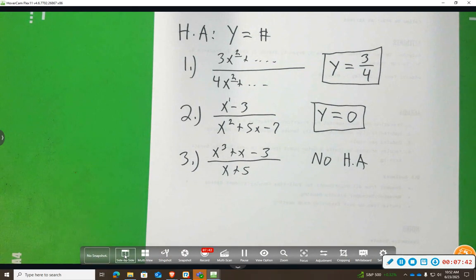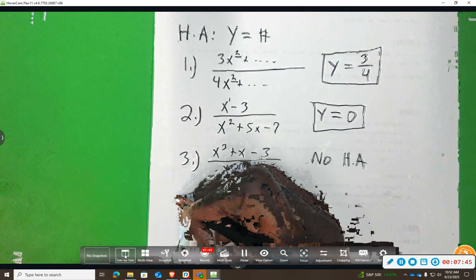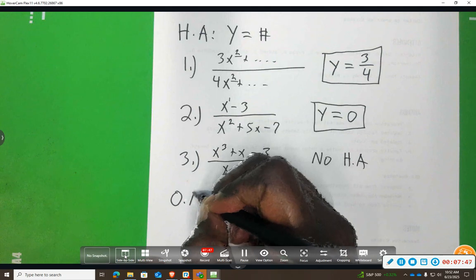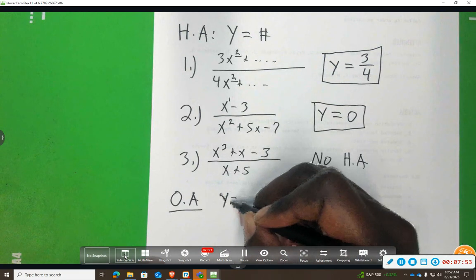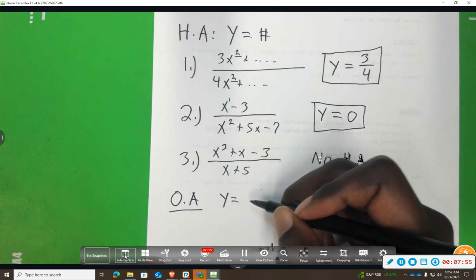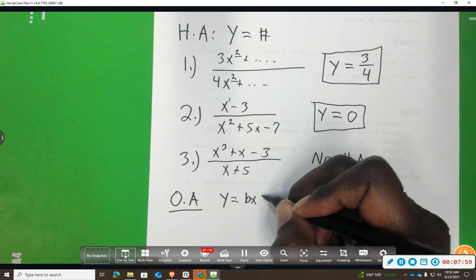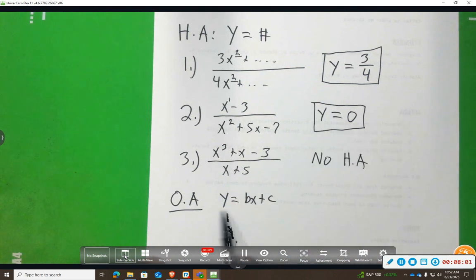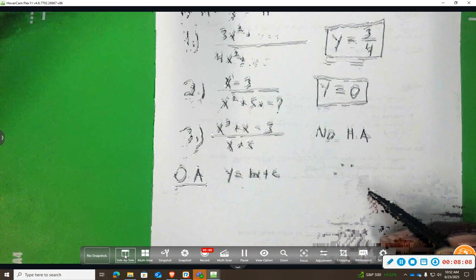Okay. And then there's one other. We have an oblique asymptote. Okay, so I'm just going to abbreviate it OA for oblique asymptote. And that's going to be y equals some linear factor, let's just say bx plus c. So usually a linear equation. The way you get that linear equation, you would have to do long division.